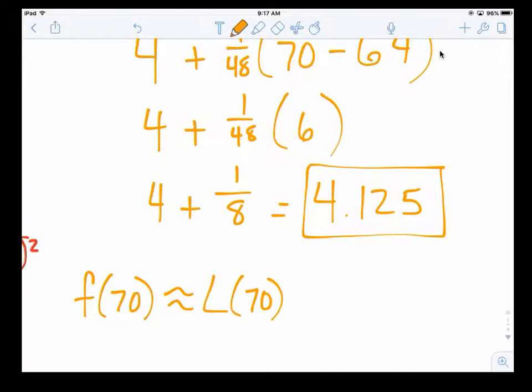Well, I mean, you're not always going to have the calculator available. So that's what we found. Roughly the cube root of 70, what we approximated with the tangent line, came out to be 4.125.